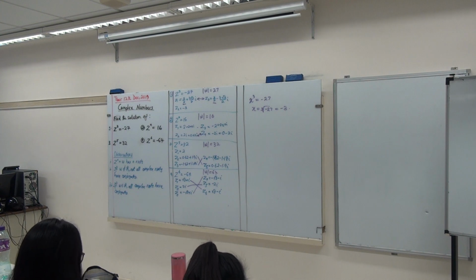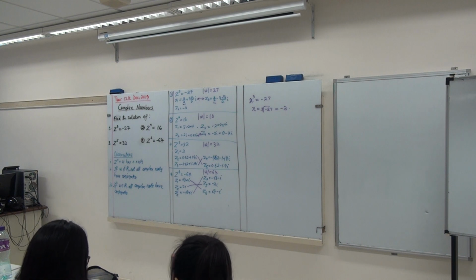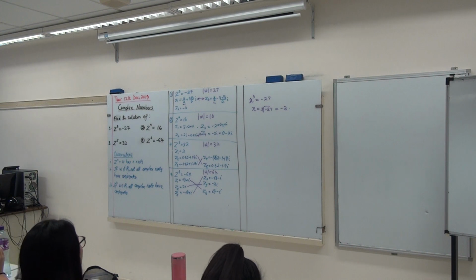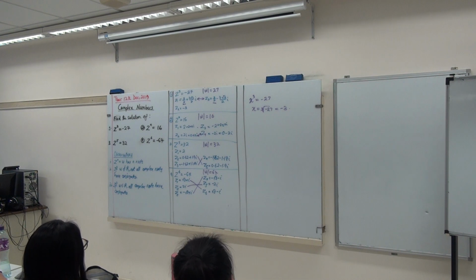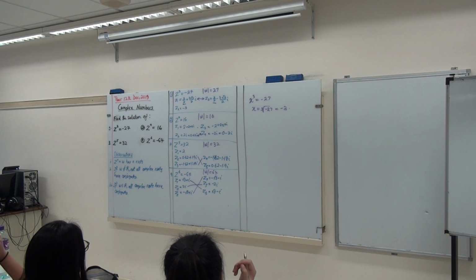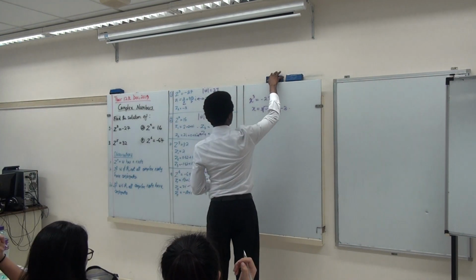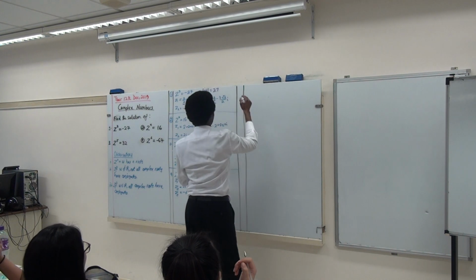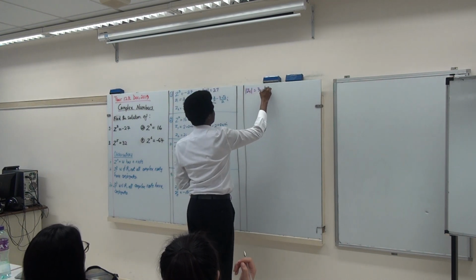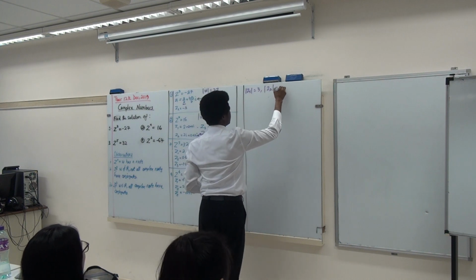Okay. Observe your roots from number 1 to number 4. Let's pick it one after the other. Look at your Z1, Z2, and Z3. They are complex numbers, yes? What do you notice about the absolute value of Z1, Z2, and Z3? Okay, so absolute value of Z1 is what? 3. Okay, absolute value of Z1 is 3. What about absolute value of Z2? That's 3. Absolute value of Z3? 3.